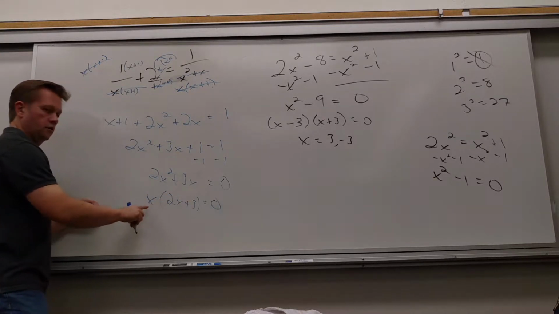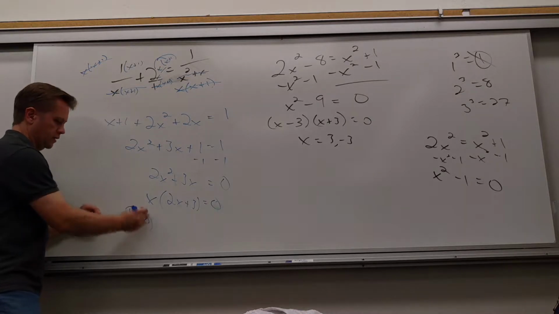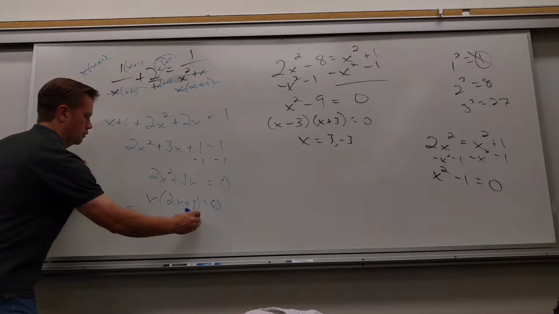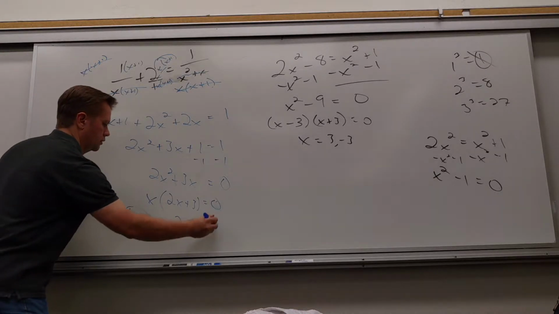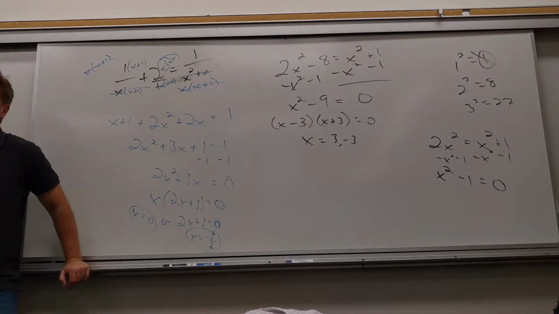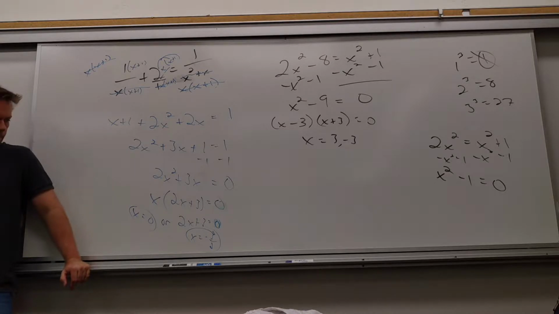So then either x equals 0, that was nice, or 2x plus 3 equals 0. Then you can solve it. x equals negative 3 over 2. Subtract the 3, divide by 2, you can solve it. That's what I was getting.